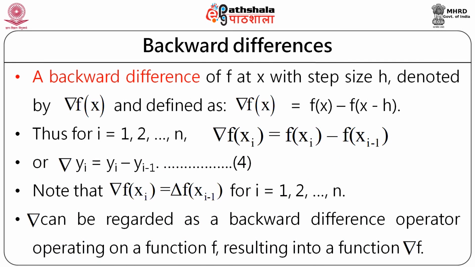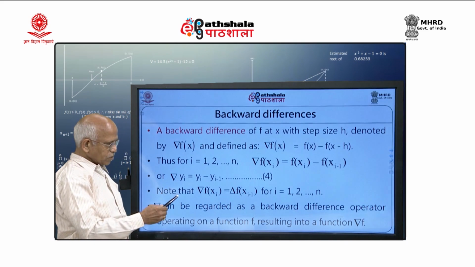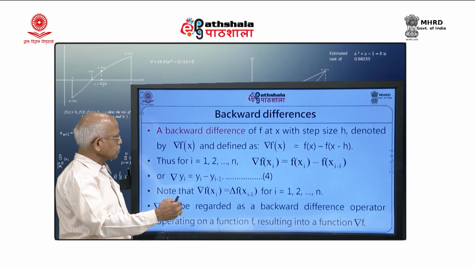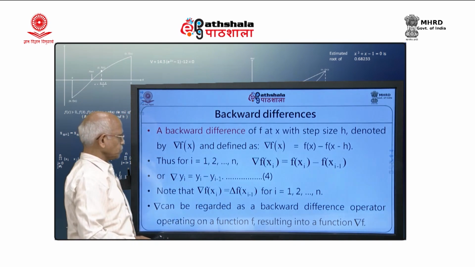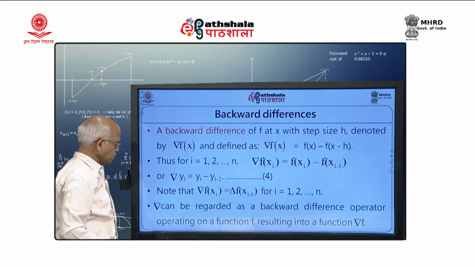So, now we discuss backward differences. The backward difference of f at x with step size h is denoted by del f(x). That was the delta operator for forward difference, here it is del f(x), and it is defined as del f(x) equal to f(x) minus f(x minus h). Thus, for i equal to 1 to 3 up to n, del f(x_i) will be f(x_i) minus f(x_{i-1}). In the forward difference, we are taking the forward value minus the current value. In the backward difference, we are taking the current value minus the previous value. So, that is the change from the forward difference, or del y_i can be written as y_i minus y_{i-1}.